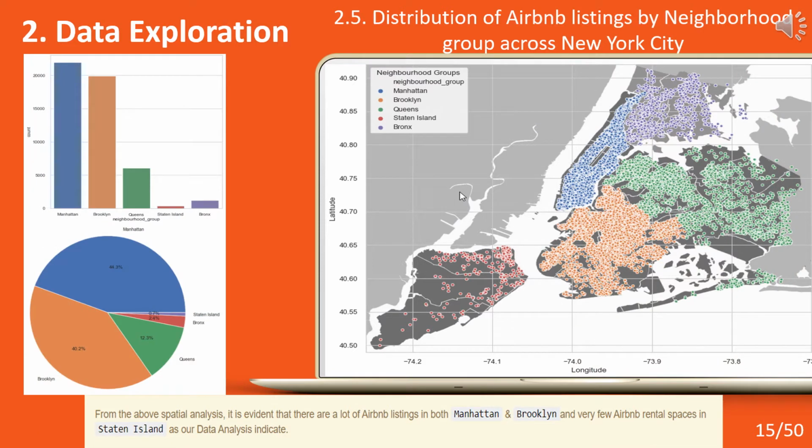In this plot, we see the distribution of Airbnb listings by neighborhood group across New York City. From the above spatial analysis, it is evident that there are a lot of Airbnb listings in both Manhattan and Brooklyn and very few Airbnb rental spaces in Staten Island, as our data analysis indicates.